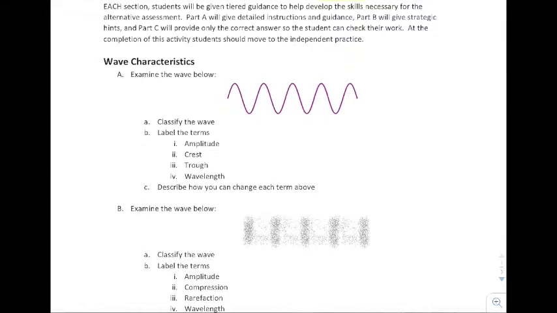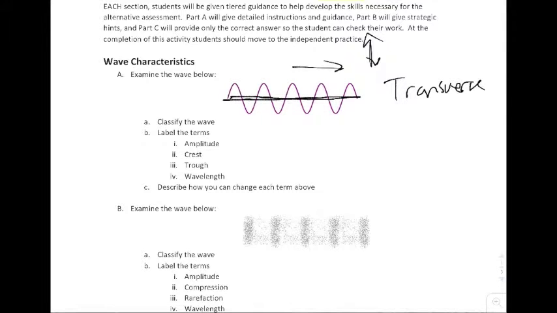This is: examine the wave below, classify the wave, label the terms, and describe how you can change each of the terms above. So the first thing that I'll realize is because it's moving this way and it's oscillating this way, it has to be a transverse wave. So since it's a transverse wave, I can find the amplitude by looking at this equilibrium line.